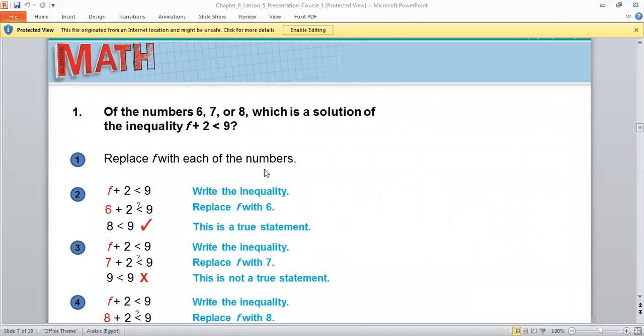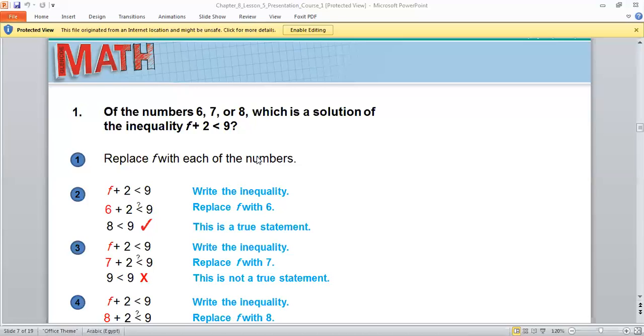Look with me, please. Khalid, read this question, please. Of the numbers 6, 7, or 8, which is the solution of the inequality f plus 2 is less than 9? Khalid, raise your voice. This symbol, Khalid, you read it correctly the first time, but not the second time. This symbol is less than.